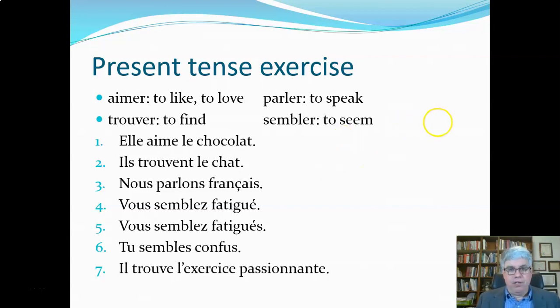But all of these verbs are ER verbs. They're regular ER verbs, so they're going to conjugate just like parler, just what we saw on the other slides. And so here we have 7 sentences, and I want you to get out a piece of paper, or if you've got several screens, you could just type up the answer in English, but translate it in beautiful English.